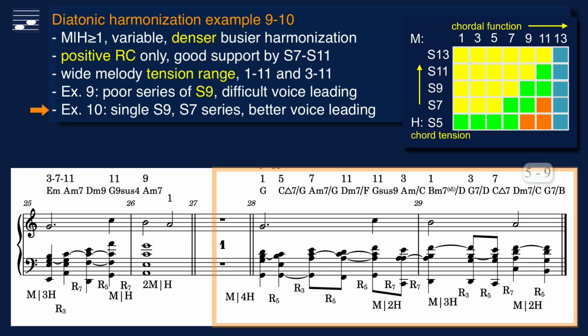In example 10, I implemented a very busy diatonic harmonization, and I had to slow down the tempo for you to hear the details. There's a single S9 chord, the G sus9, plus a long series of root position and inverted 7 chords. The voice leading is better now, with mostly correct dissonance preparation and resolution.